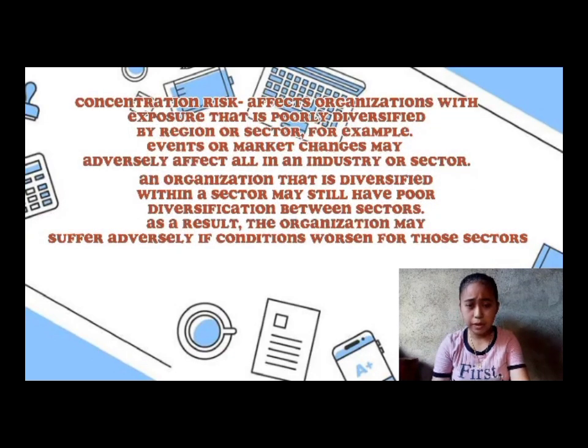Concentration risk affects organizations with exposure that is poorly diversified by region or sector. For example, events or market changes may adversely affect an entire industry or sector. An organization that is diversified within a sector may still have poor diversification between sectors. As a result, the organization may suffer adversely if conditions worsen for those sectors.